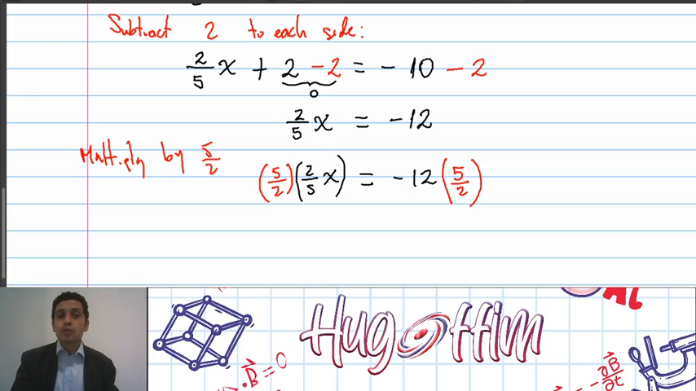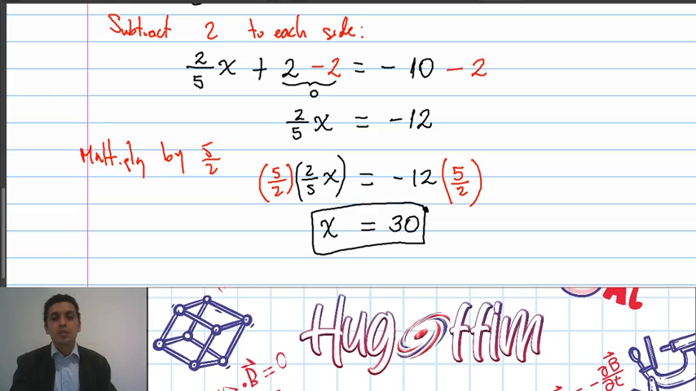Now it's up to you to simplify the expression. 5/2 times 2/5, obviously it's going to be 1, so this should be x. And here, negative 12 times 5 divided by 2 is just, you can divide 12 by 2, it will be 6. Negative 6 times 5 is 30. And here you have your equation solved.